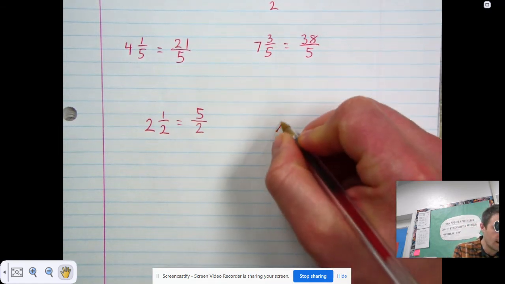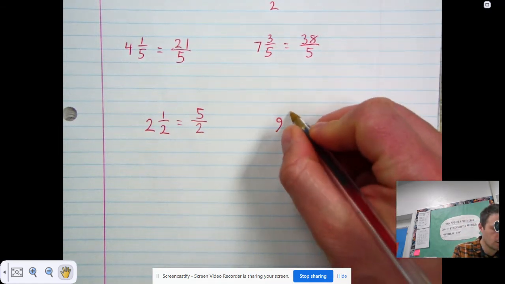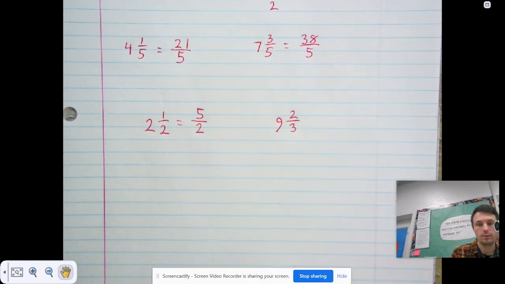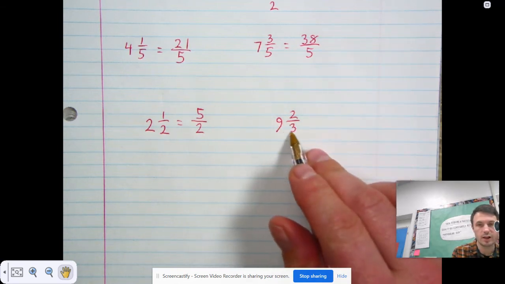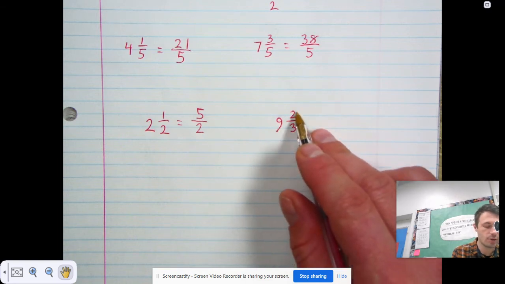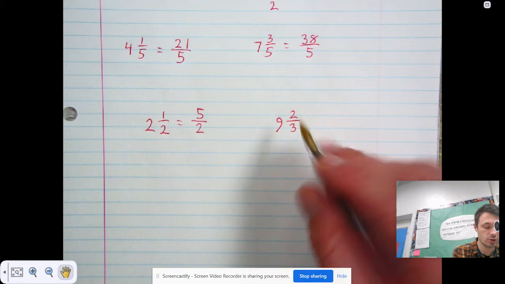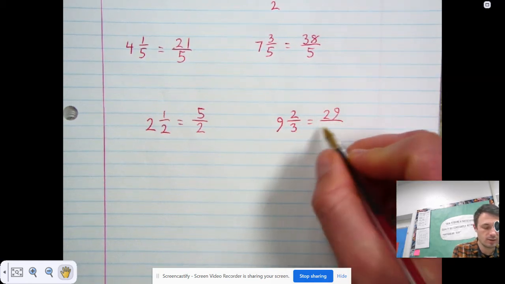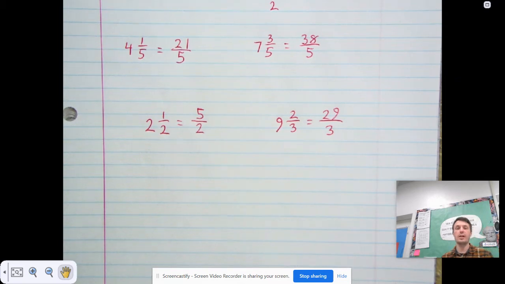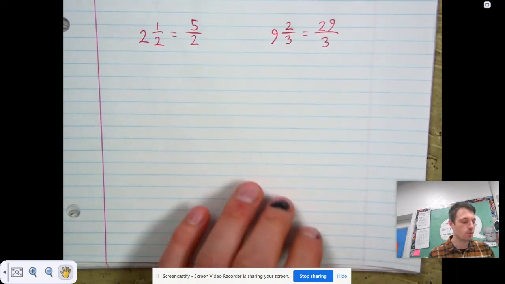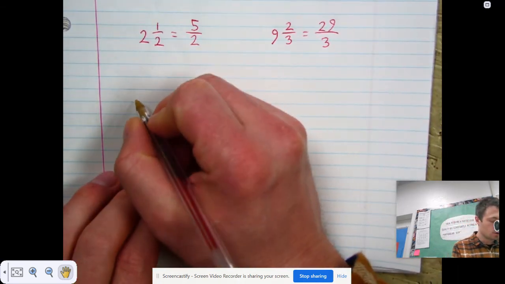Let's do 9 2/3. You multiply the whole number times the denominator. 9 times 3 is 27. You add the numerator. 27 plus 2 is 29. The denominator 3 stays the same, 29/3. We'll do a couple more examples, and then I'll give you your independent practice work.